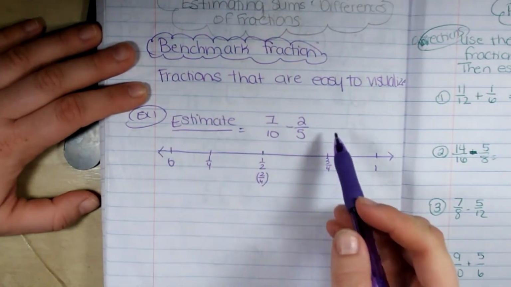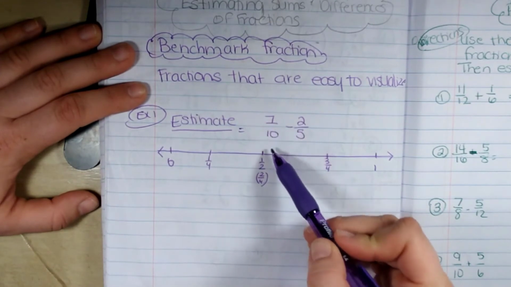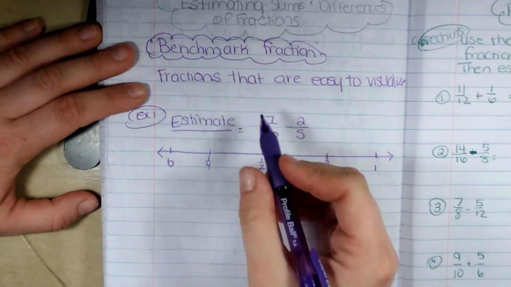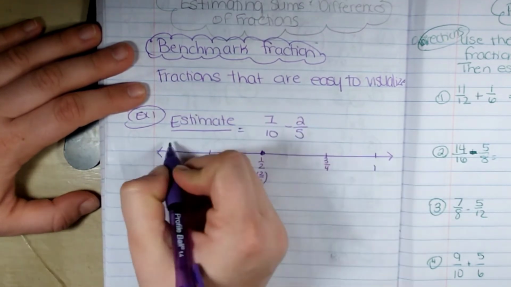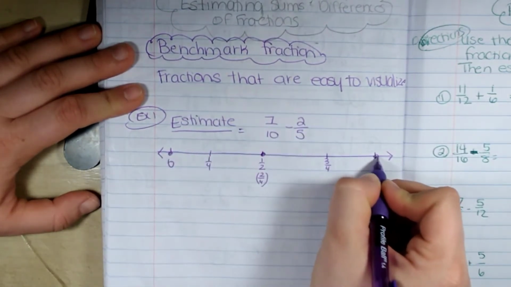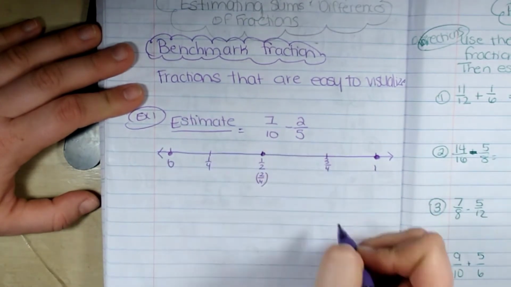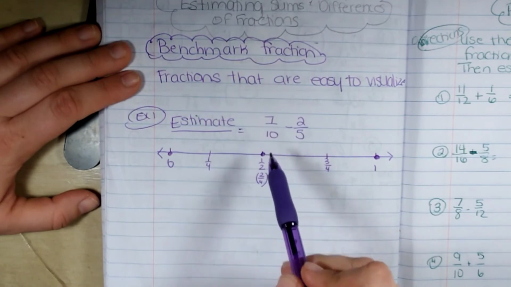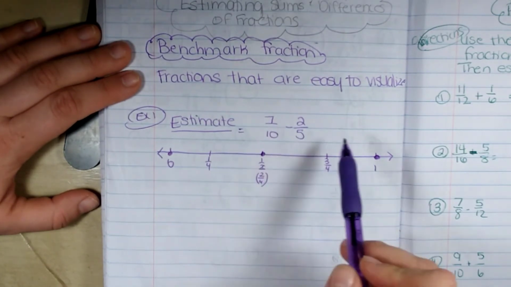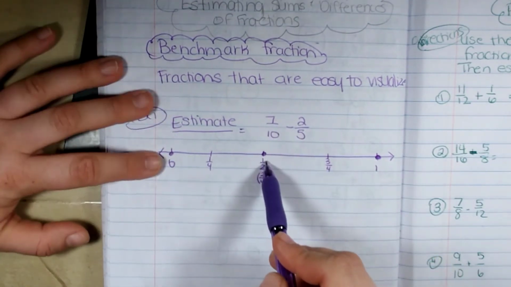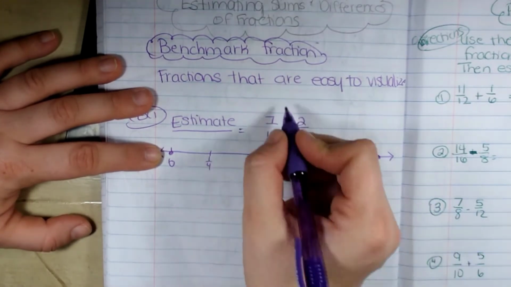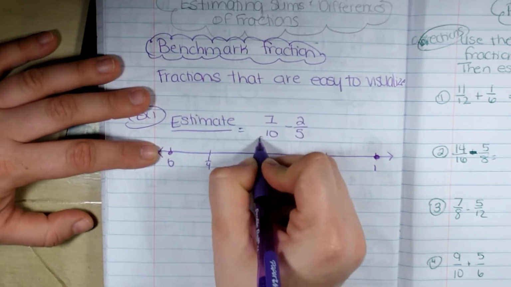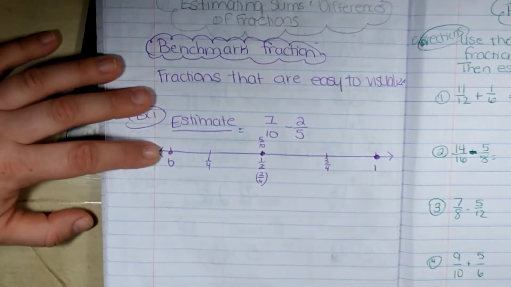Now, we're going to focus on right here, and right here for now, okay? These we can look at in the future. So we're just going to look at 0, 1/2, and 1. Is 7/10 closer to 1/2, 1, or 0? So I know that it's not 0. Halfway to 10 would be 5. So 5/10 would be right here. That would be 1/2. Okay?